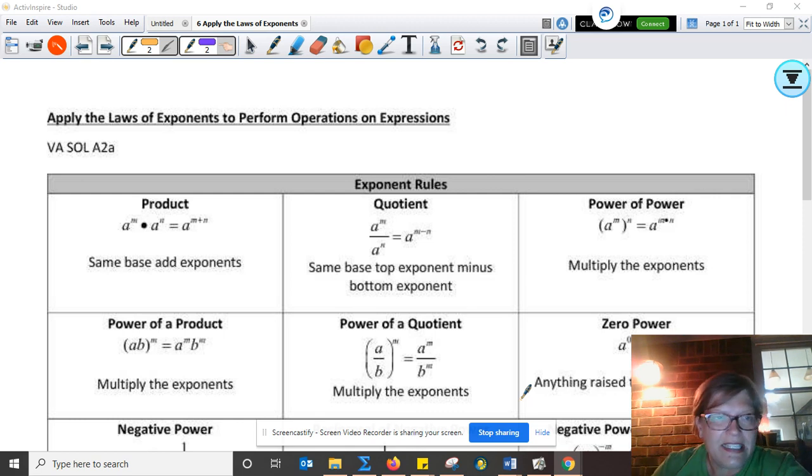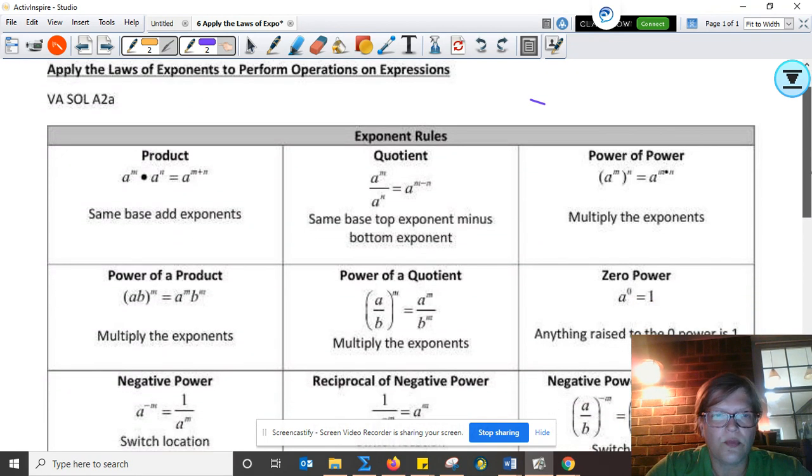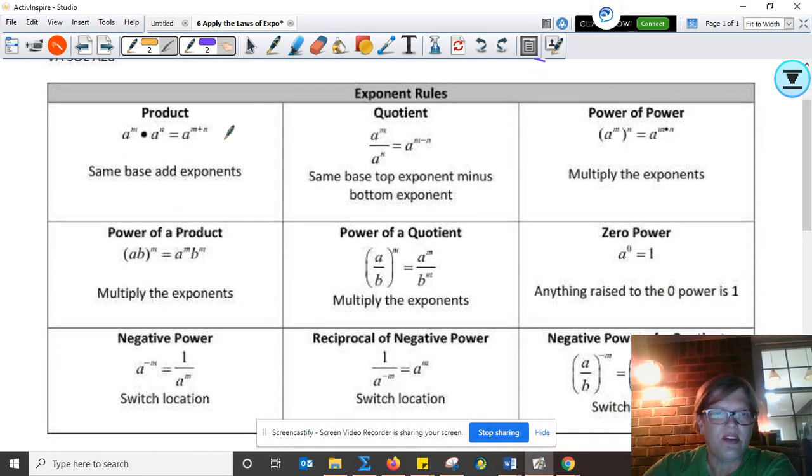Right, so in this lesson, we are going to apply the laws of exponents to perform operations on expressions. So, recalling all your exponent rules, your product: when you are multiplying and you have the same base, you add the exponents. Quotient: when you're dividing and you have the same base, you subtract top minus bottom. Top exponent minus bottom exponent.